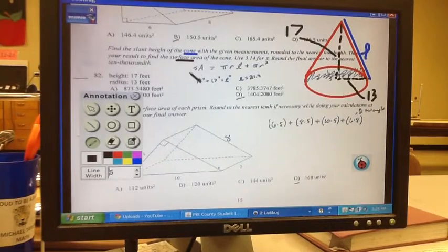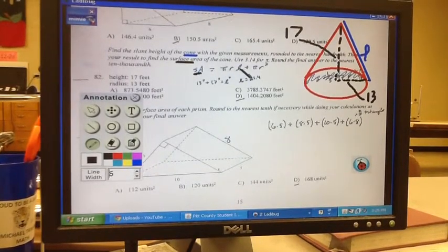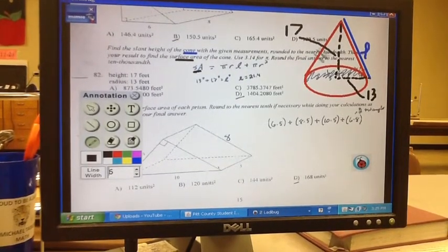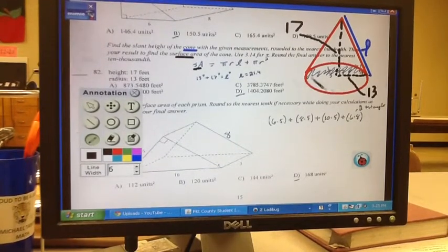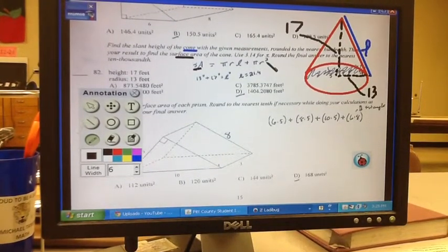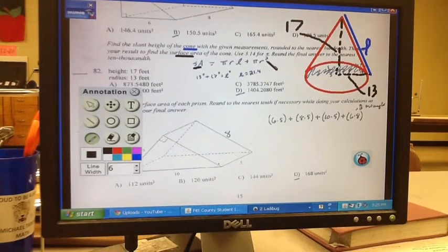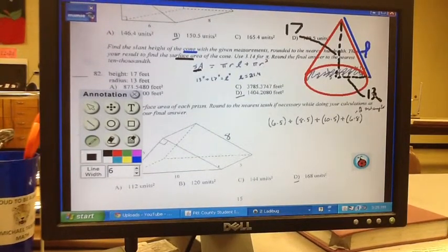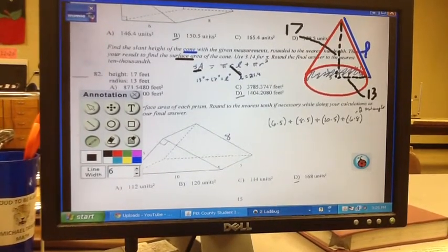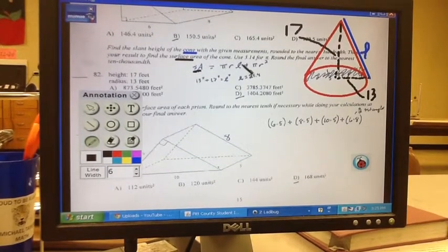Alright, our formula for surface area of a cone is pi r L, and that is all the lateral area, and then the base of the circle is pi r squared, which you already know. Remember, our radius we already know is 13, so we can plug in the r twice. The question is, where do we get this L? How do I get this L?